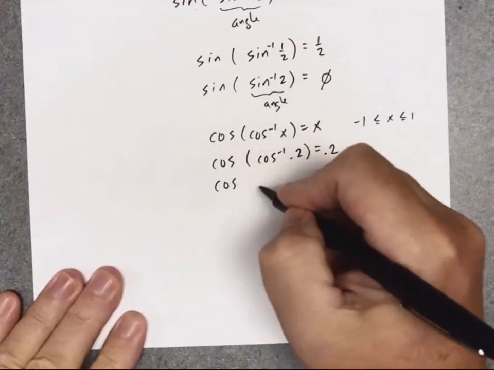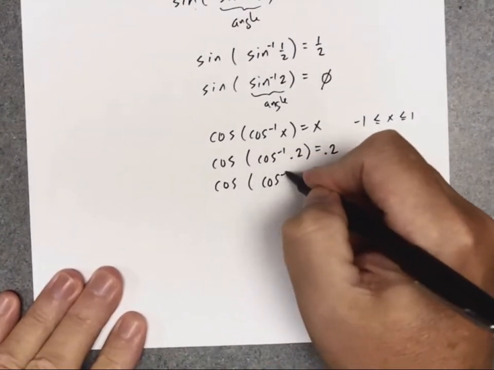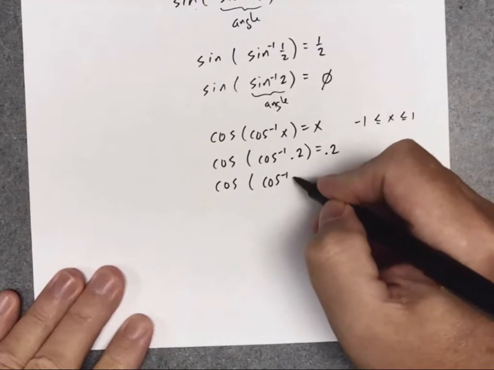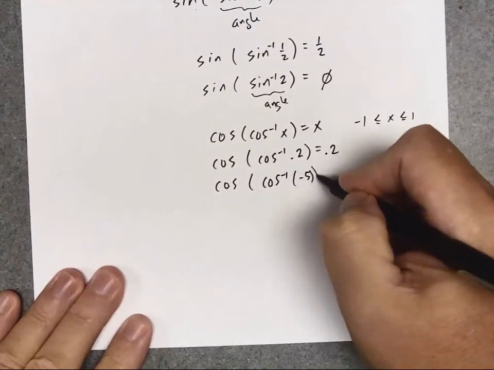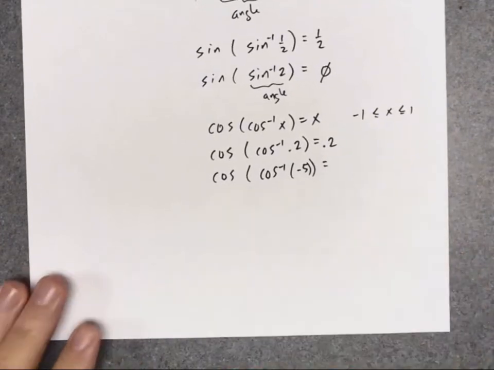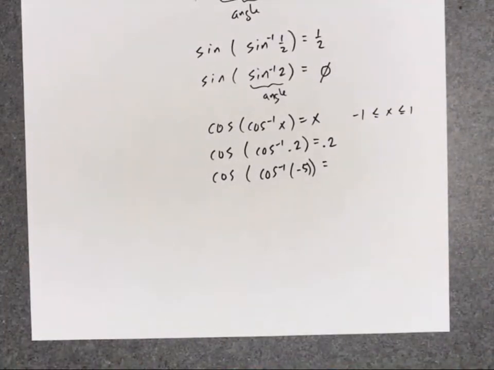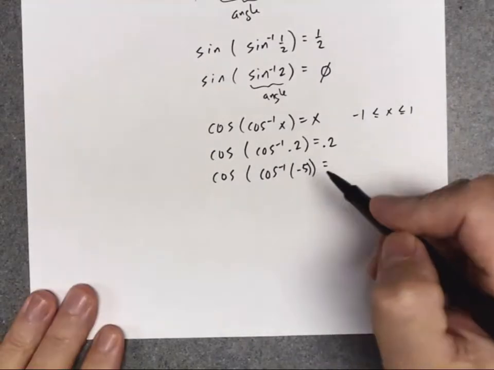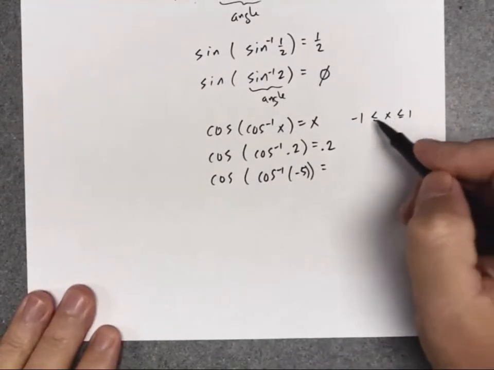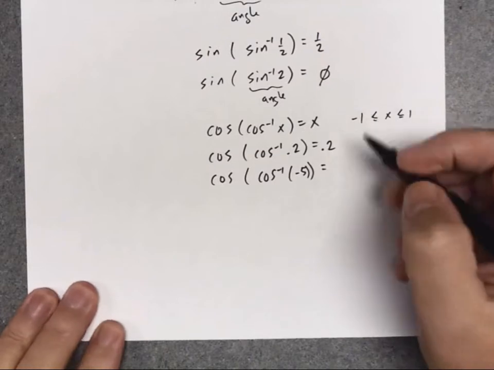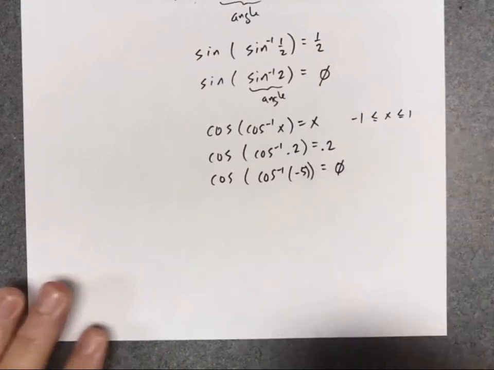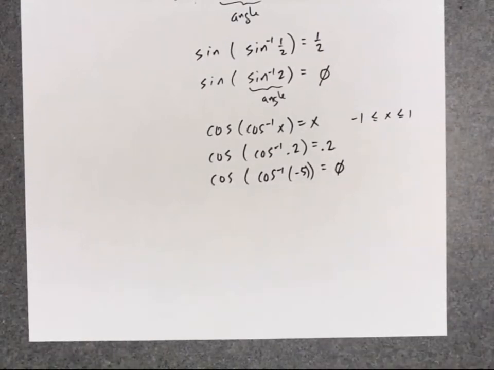Another problem. Cosine of the inverse cosine of -5. You're like, okay, I hope I can use the cancellation rule. Can I? Well, -5 is not between -1 and 1. Undefined.